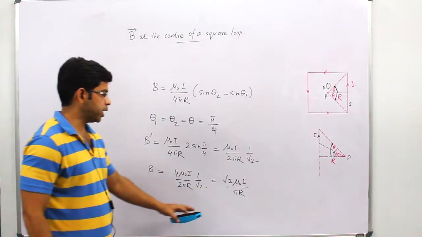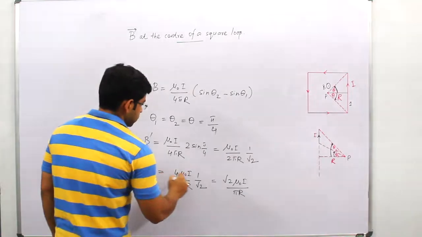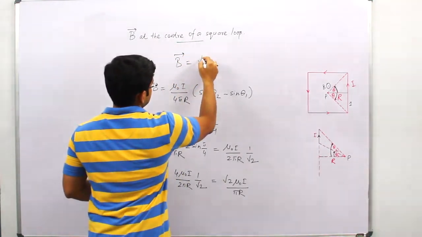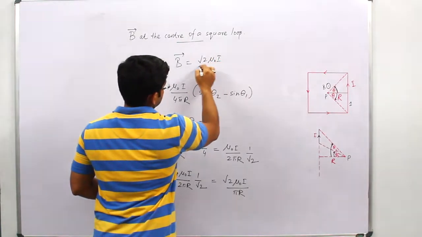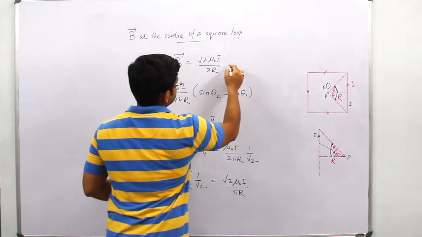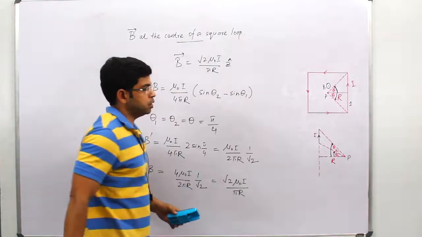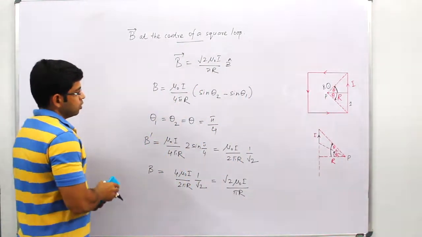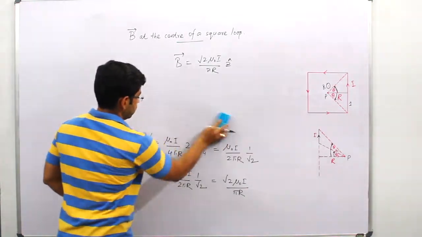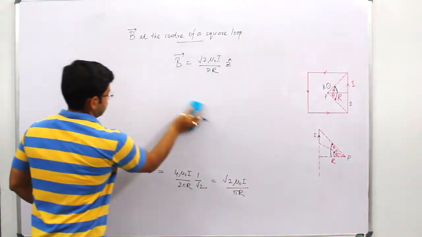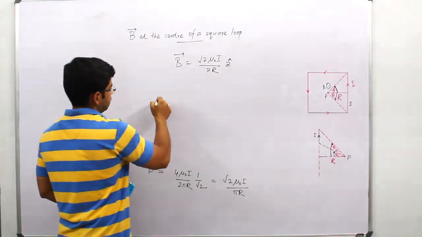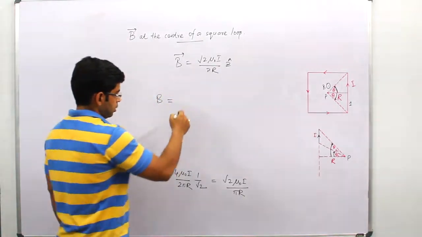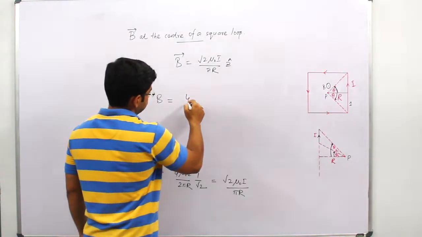So this is the total magnetic field B, and the direction of the field B can be written by including a unit vector along the z-axis, say if you define the z-axis as outward from the plane of the board. Now let us rewrite the magnitude of the field in this form.